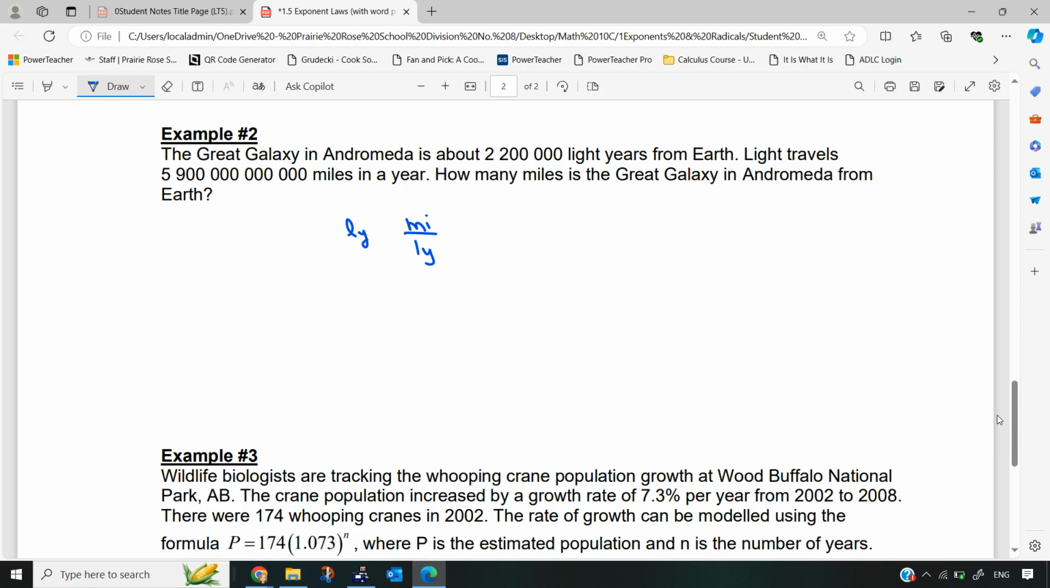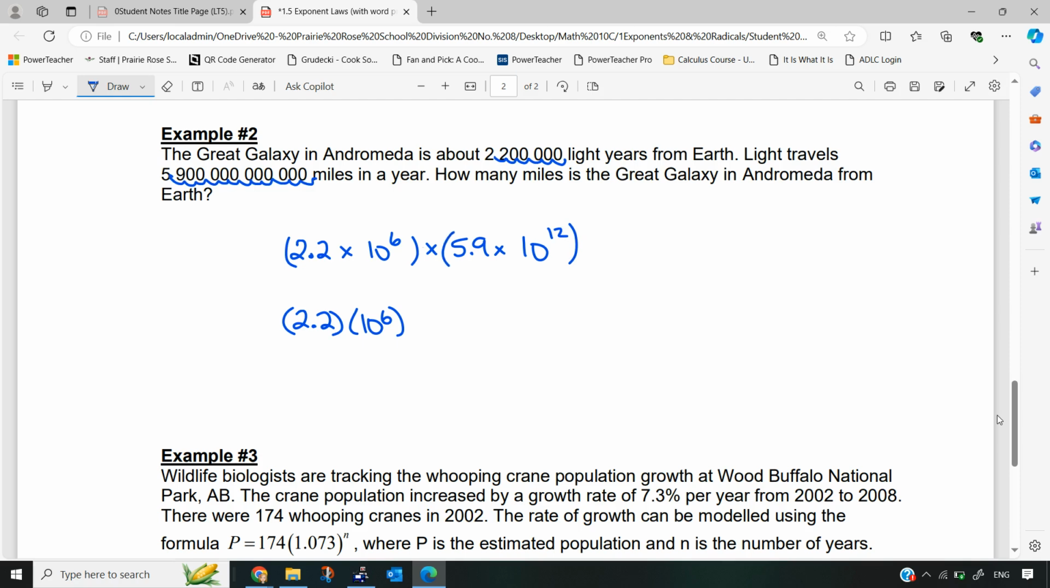So I'm going to take my light years and I'm going to multiply by miles per year so that my light years cancel. Now again, these numbers are quite large, so it might help to write them as exponential notation. So we're going to have 2.2 times 10 to the 1, 2, 3, 4, 5, 6, so 10 to the 6th. Again, that could be written as 2.2 bracket 10 to the 6th. And that's all being multiplied by 5.9 trillion. So that's going to be 5.9 times 10 to the 1, 2, 3, 4, 5, 6, 7, 8, 9, 10, 11, 12.